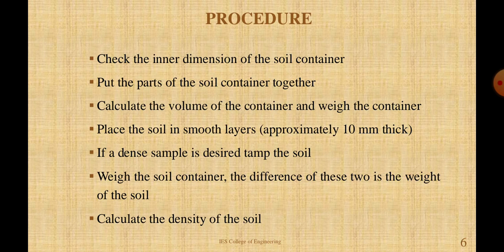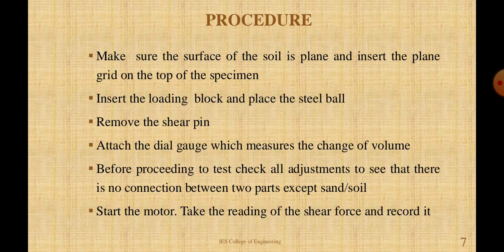The procedure. Check the inner dimension of the shear box, put the parts of the shear box together, calculate the volume of the container and weigh the container. Place the soil in smooth layers and if you require a dense sample, tamp the soil using a tamping rod. Weigh the soil container. The difference of these two is the weight of the soil. Calculate the density of the soil.